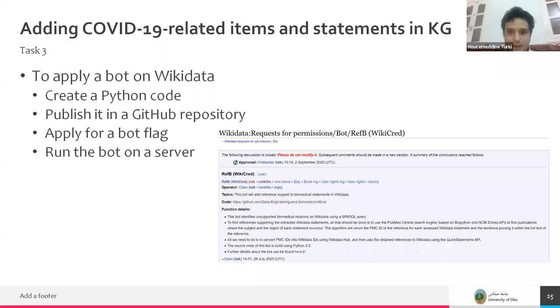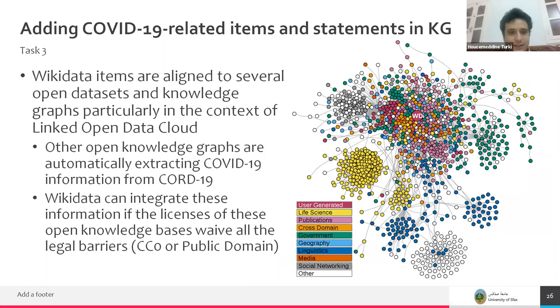Okay. One other interesting feature of Wikidata is that it is linked to other open datasets and knowledge graphs. These knowledge graphs are included in the linked open data cloud, and they are automatically extracting COVID-19 information from the CORD-19 dataset. And what we do is that we just infer these relations and add them to Wikidata, because all of the items are aligned, etc.